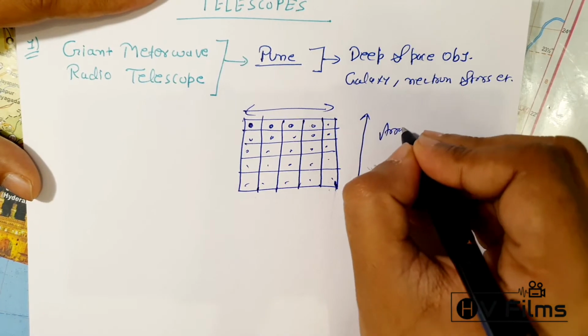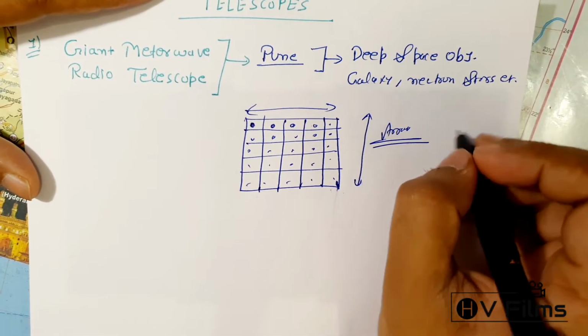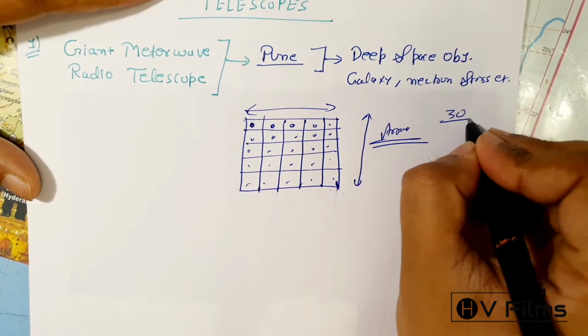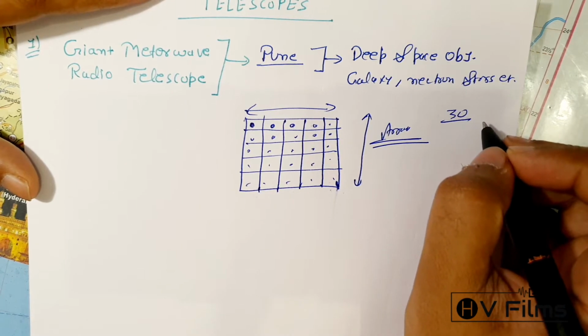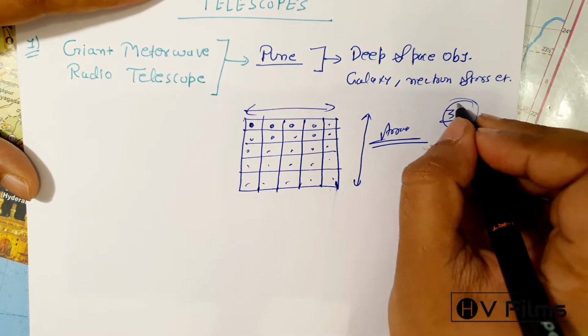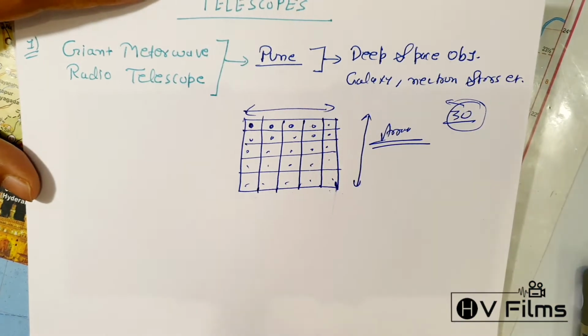This is an array, right? An array of similar 30 fully steerable parabolic radio telescopes of 45-meter diameter. So this is what it is, the Giant Meterwave Telescope in Pune.